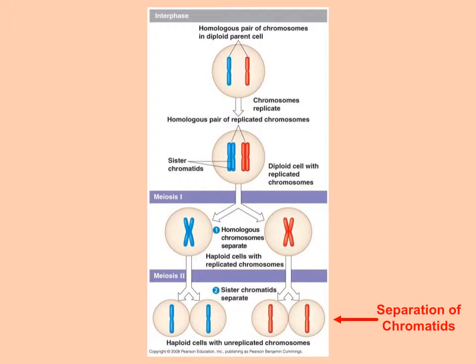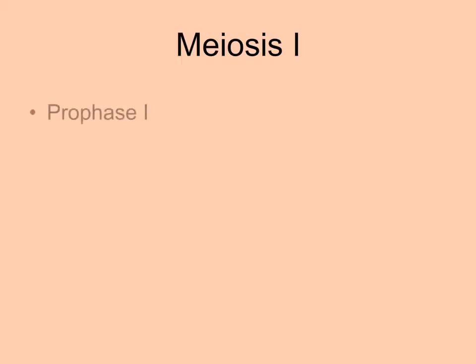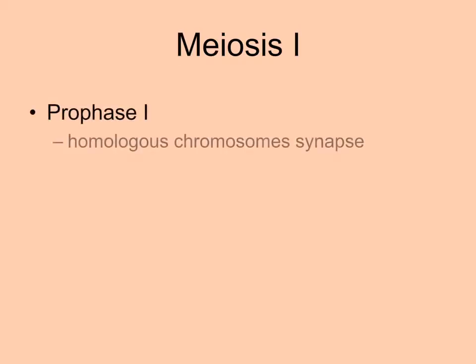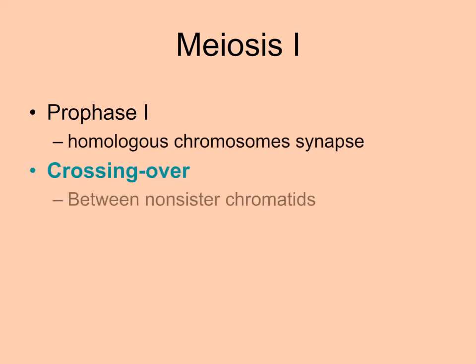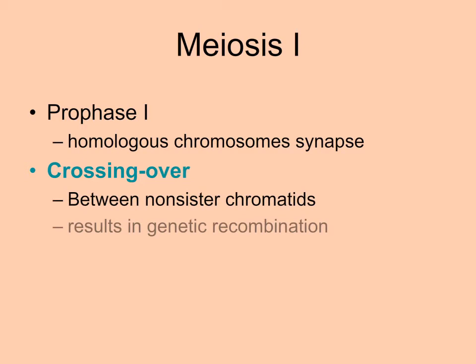The events that occur in meiosis are similar to mitosis, so let's look at the differences in detail. During prophase I of meiosis I, the homologous chromosomes pair up or synapse. While they synapse, an event called crossing over occurs, in which non-sister chromatids exchange genetic material. This results in genetic recombination, as the chromatids now have a new combination of maternal and paternal DNA.